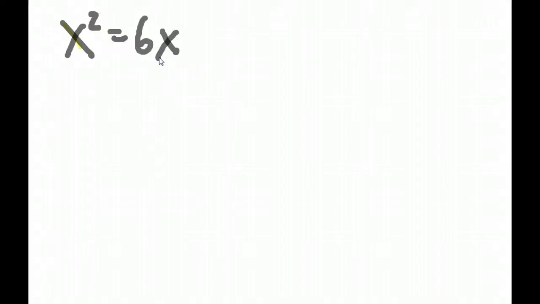We have an equation that says x, oops, my pen turned back to yellow. Okay, we have x squared equals 6x. What's the first thing we need to do when we see something like this? How do we put this into a quadratic equation? Move the 6x over to the left side. Right, exactly. So we have x squared minus 6x equals 0.